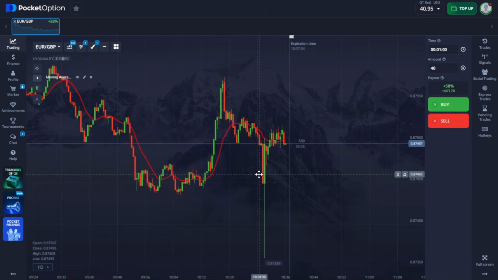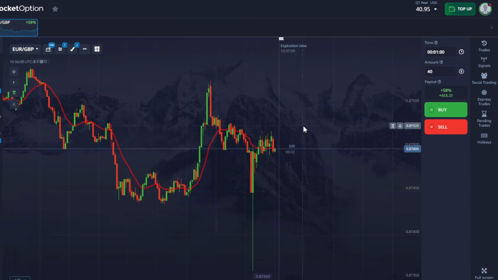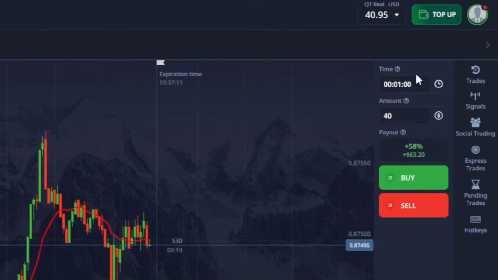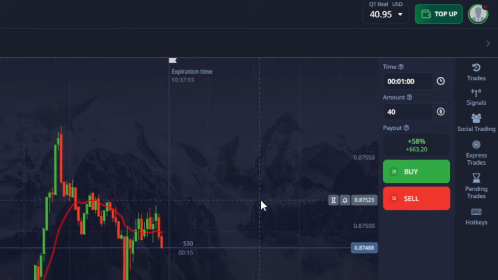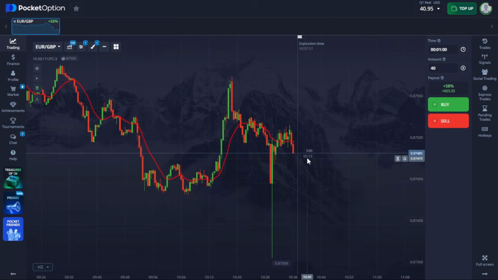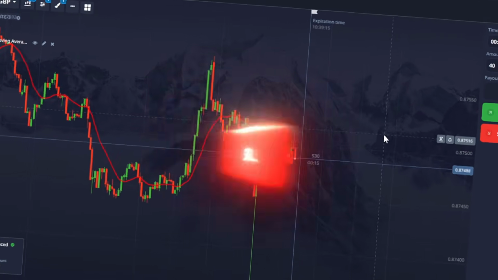Guys, this strategy consists of a pullback from the moving average mentioned above. Well, rejection, pullback, correction, call it what you like, everyone. So let's go to the expiration time, 1 minute 40 seconds, as I said.